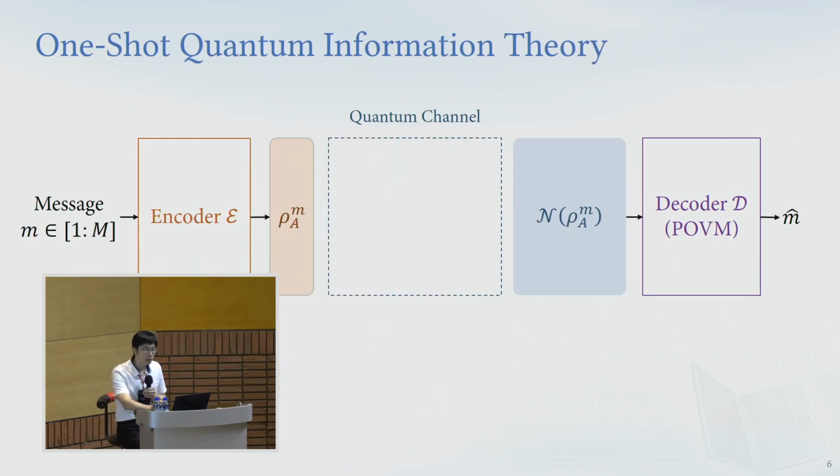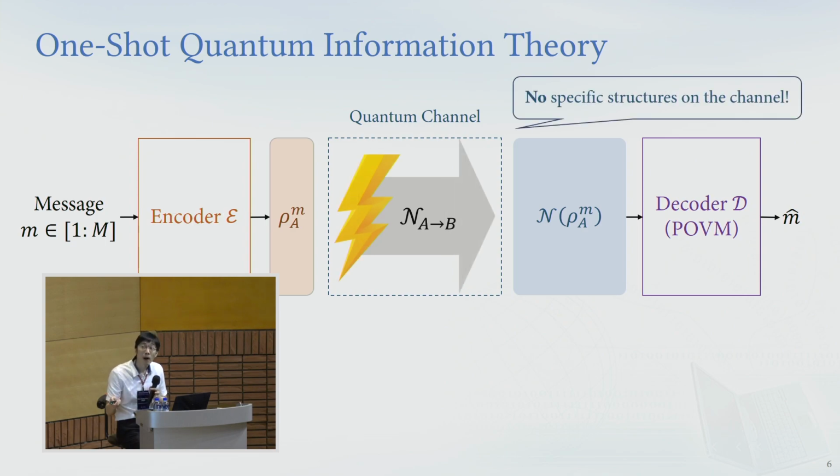So in recent years, many researchers are focusing on one-shot quantum information theory, meaning that we only use the channel just once. There are no specific structures on the underlying channel or state. So we are given a channel, a general channel, not necessarily IID from nature. Then we want to design an encoder and decoder to protect our sent message.